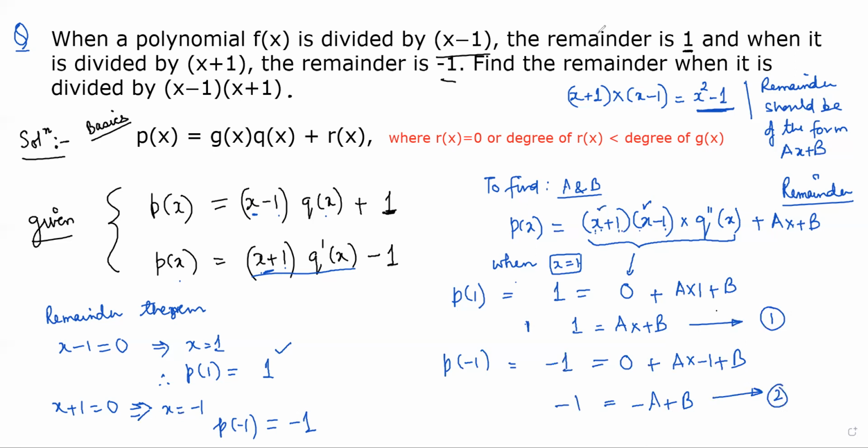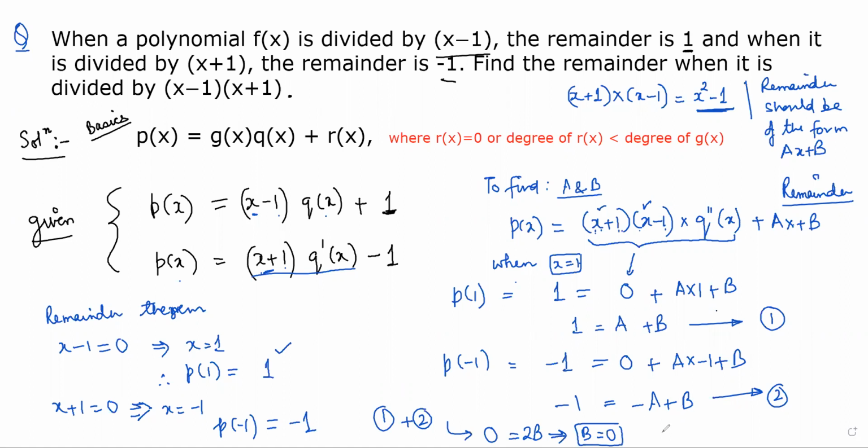Now what we should do? Simply add these two equations. Add them. a into 1 is a only, it's not a into x, a only. And this is a plus b. A plus b is equal to 2. Add them. 1 plus 2 will give us 0 is equal to 2b. This means b is equal to 0.